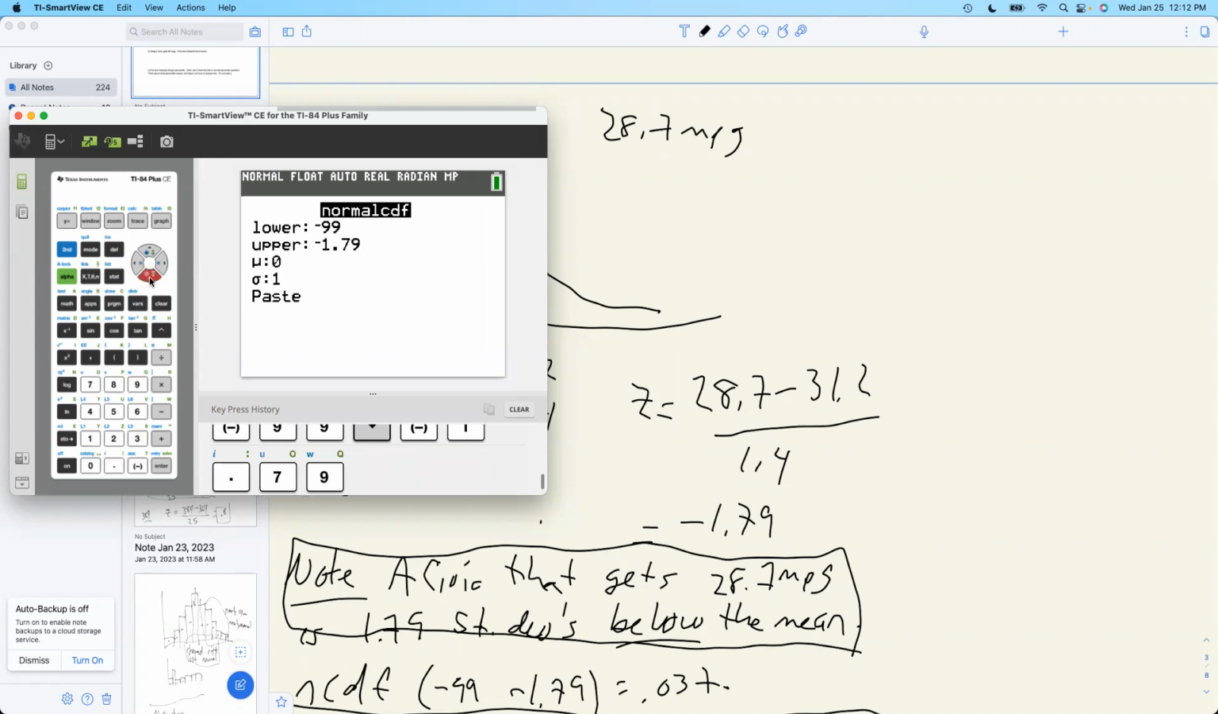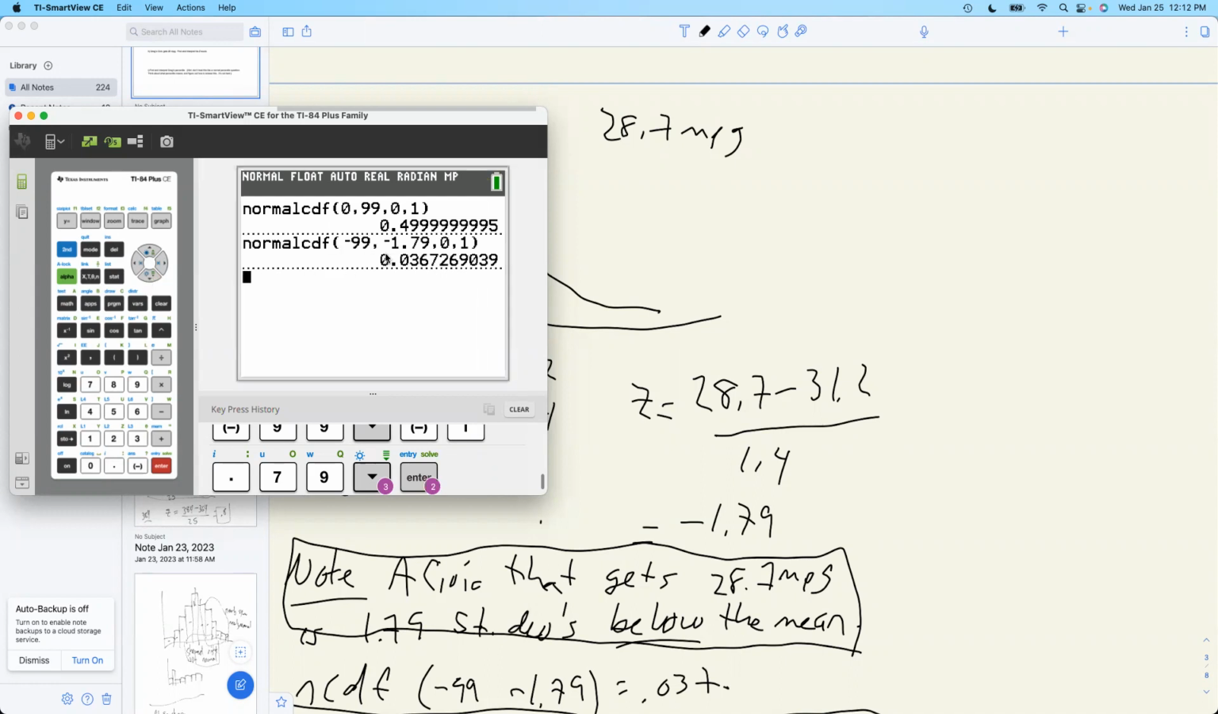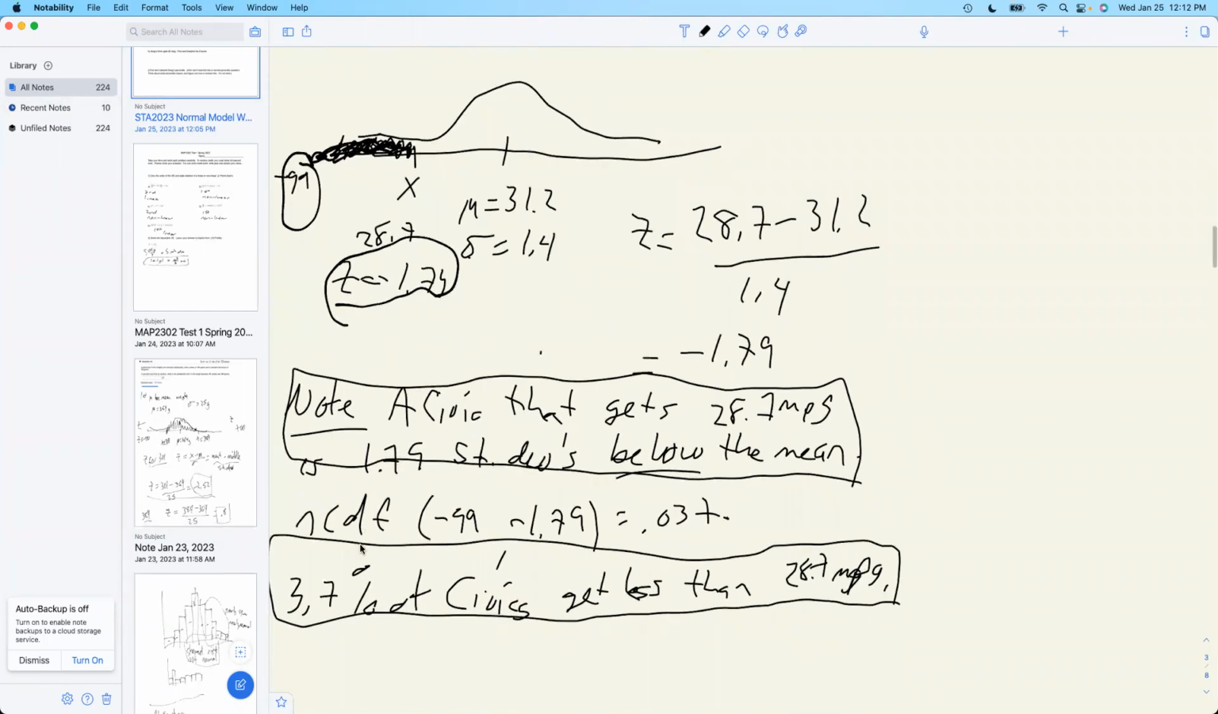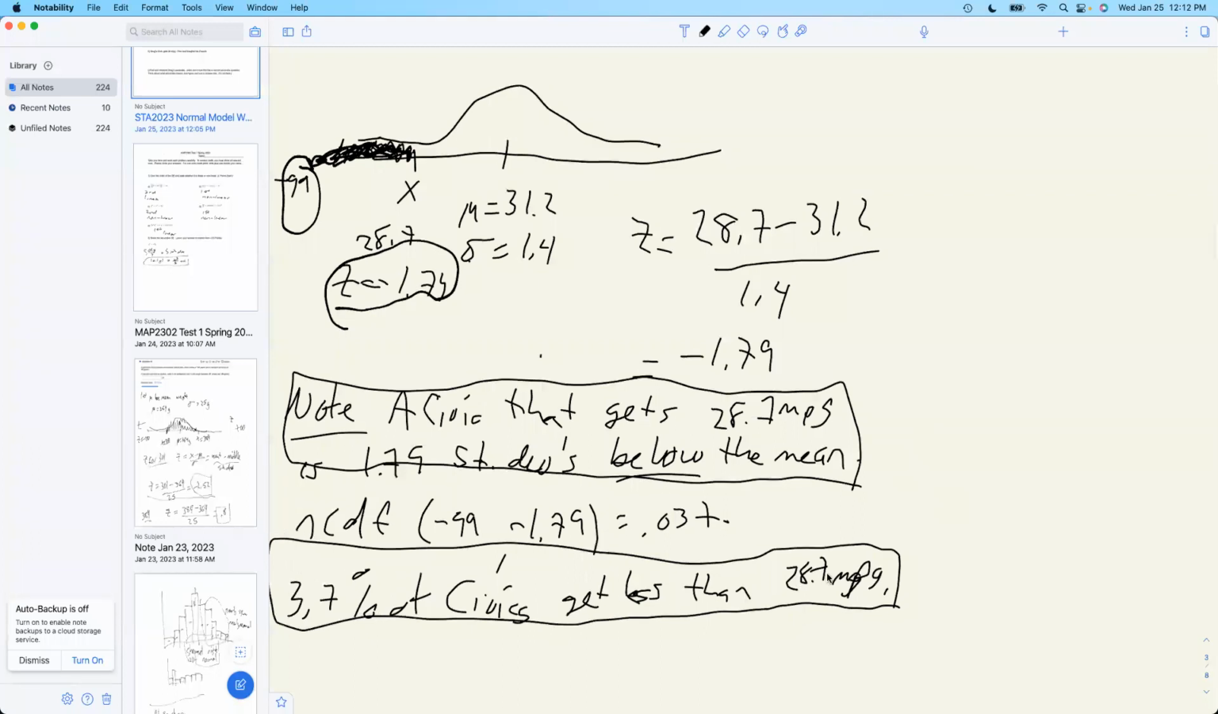Leave these two alone. Again, I know there are shortcuts you can use, but on tests, I'm going to ask you for z-scores anyways. You're going to go through this process anyways. You might as well do it this way. There's our answer. And that answer makes sense. It's like 3%. I'm pretty far away from the mean here. I expect a small number. So 3.7% of Civics get less than 28.7.